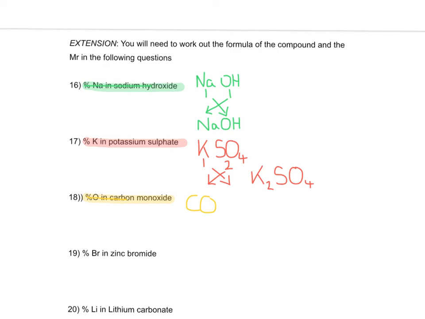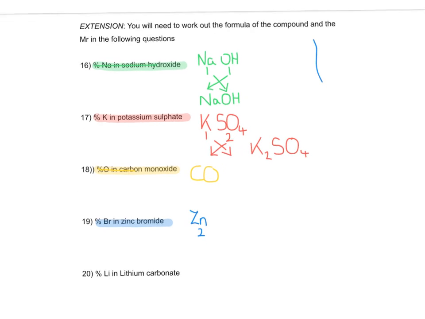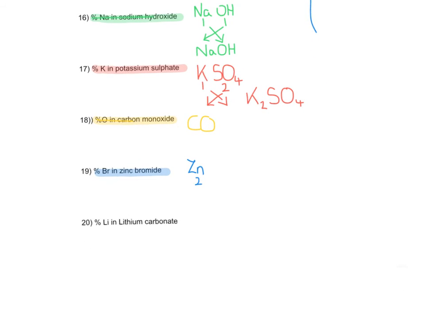The percentage of bromine in zinc bromide. So again, I'm using my cross and drop rule. Zinc is a transition metal, but it's listed on the back of the periodic table and it has a valency of 2. It forms a 2+ ion, so its valency is 2. Then we're looking for this bromide, which comes from bromine. Bromine is found in group 7, so therefore it has a valency of 1.